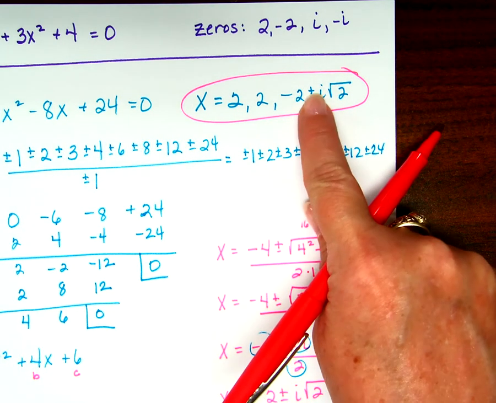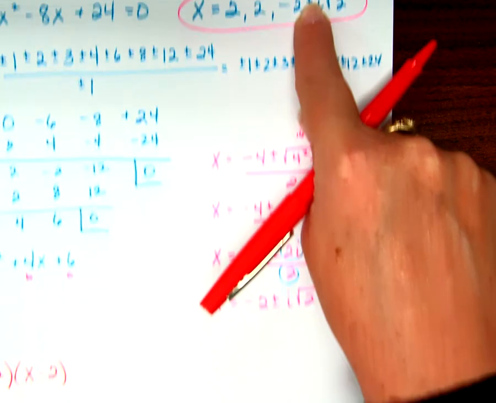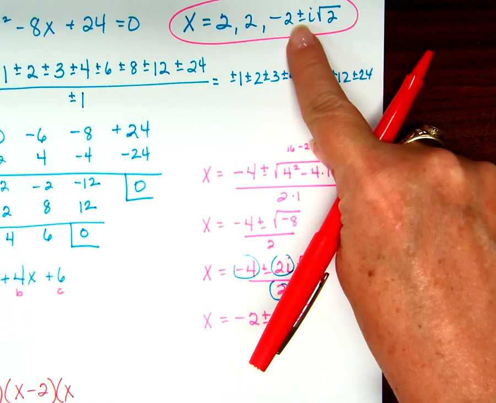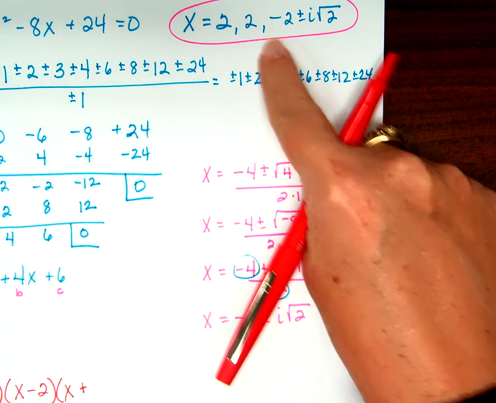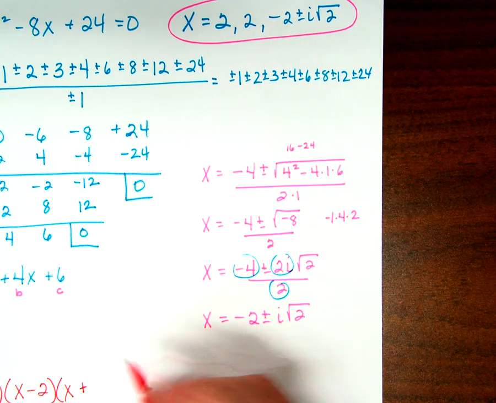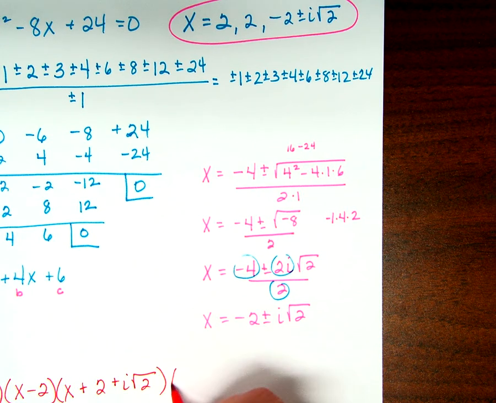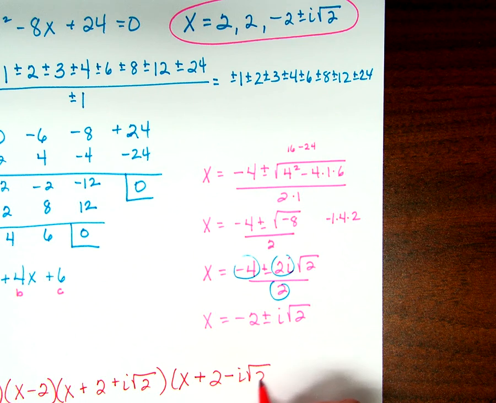Let's talk about the positive one here. Okay? It's going to be x plus, because it's the opposite sign of this, right? 2 plus i root 2 and x plus 2 minus i root 2.